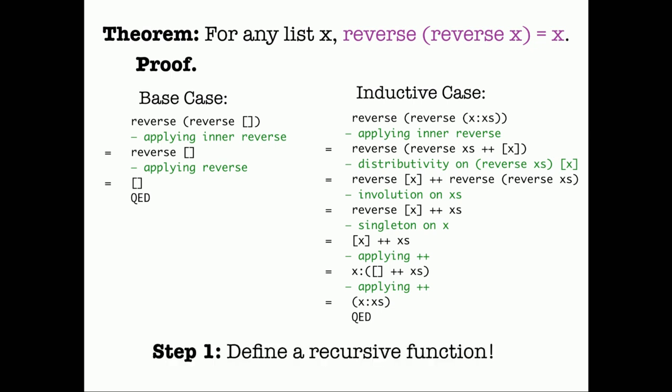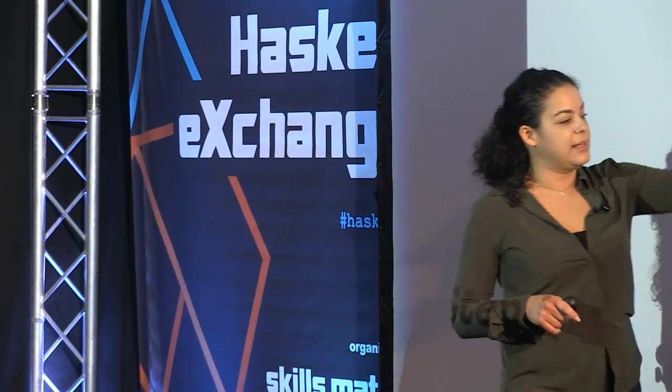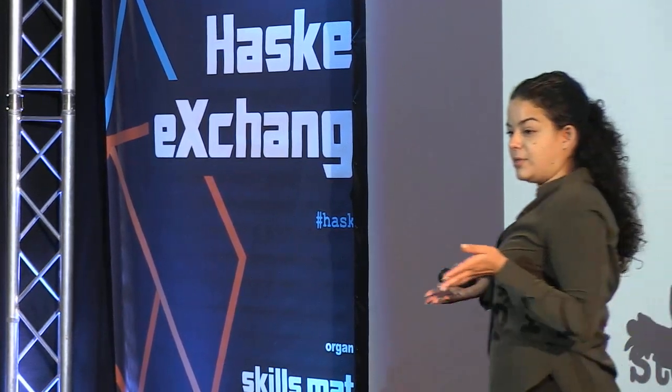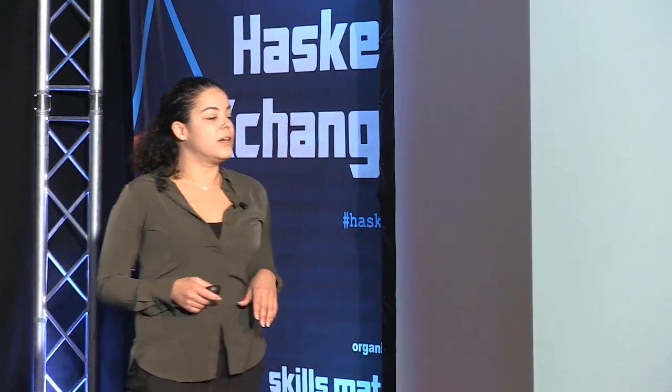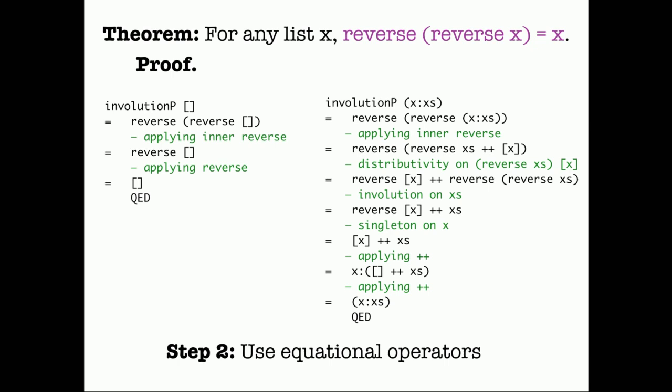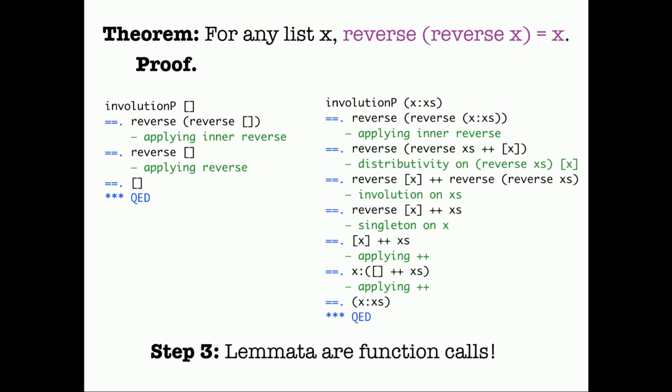So my first step is to define a recursive function, because I want to encode an inductive proof. So I define a recursive function that I call involution proof. And basically, in my base case, I define this function on the empty list. And in my inductive case, I define this involution proof function on a cons list. So my second step is to use these equational operators that we defined before. So I'm basically going to replace equal with my equal dot, and then I am just using QED to close all my proofs.